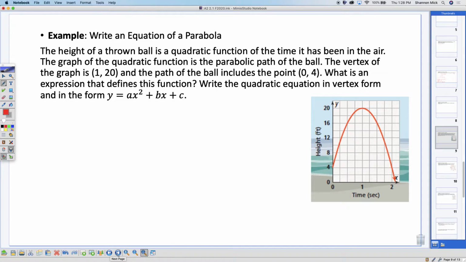Okay, so we're going to do that same procedure several times today, so I'm not going to do another one. You seem to know what you're doing. Okay, so the height of a thrown ball is a quadratic function of the time it has been in the air. The graph of a quadratic function is the parabolic path of a ball. If you think about it, every single sport you play, whether you kick, hit, or throw a ball, what kind of shape is that? An arc. It's a reflected parabola, yes?